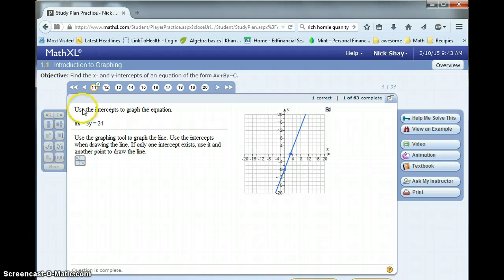So you've got to read the directions carefully. If it says use the intercepts, you need to go find those x and y intercepts. Remember, to find the x-intercept, you put a 0 in for y. To find the y-intercept, you put a 0 in for x.